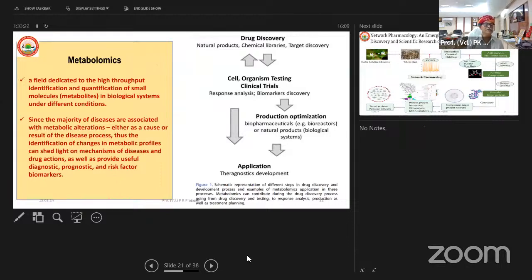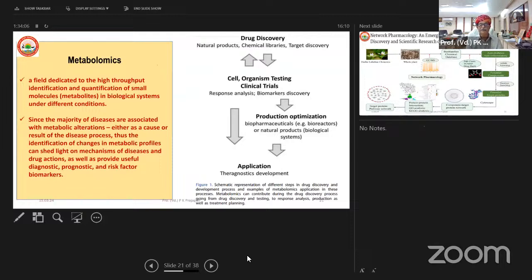So metabolomics is a field dedicated to the high throughput identification and quantification of small molecules in a biological system under different conditions. Since the majority of diseases are associated with metabolic alterations, either as a cause or a result of the disease process, the identification of changes in metabolic profiles can shed light on the mechanism of the disease and drug actions, as well as provide useful diagnostic, prognostic, and risk factor biomarkers. So on this basis, we can say so many things.